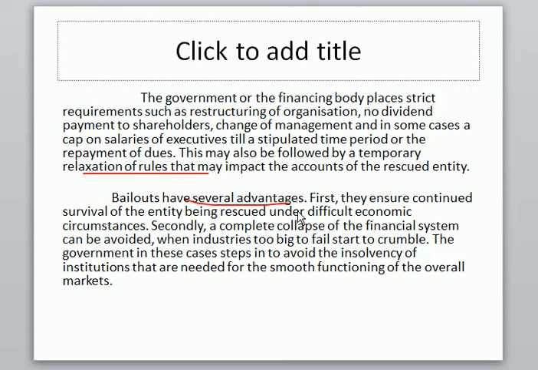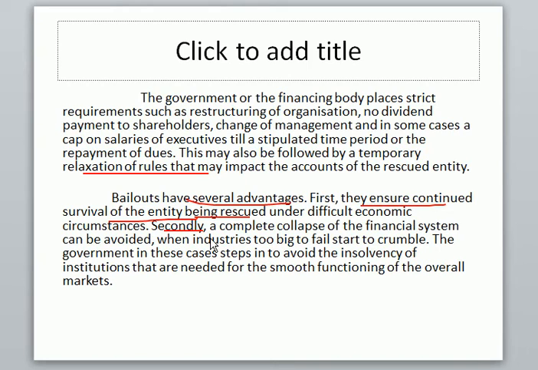Bailouts have several advantages. Of course, if government is giving you subsidies, government is giving you loans, everything, it is an advantage to all the companies who are taking assistance from the government. Firstly, they ensure continued survival of the entity. Very common. It is about to collapse, its name is about to vanish, but still it survived. That is the biggest benefit. It ensured the continuation of the rescued entity under difficult economic circumstances.